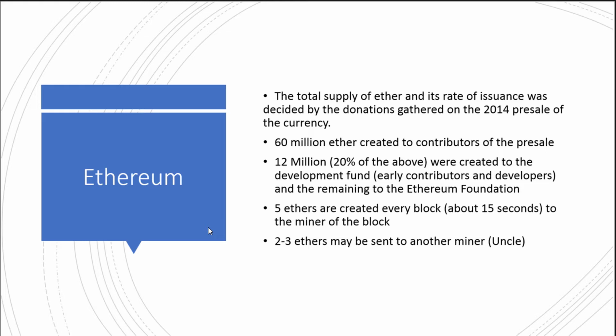Now, the total supply of Ether and its rate of issuance was decided by donations in 2014, which was a pre-sale of the currency, or the tokens is really how it should be stated. There were 60 million Ether created, 12 million, 20%, went to the development fund. When it comes to creating blocks, for every block, 5 ethers are created, about every 15 seconds. There's 2 to 3 ethers that are also sent as uncles, as they're known, to another miner. For the exam, you may want to know 5 ethers are created with every block. That may be a hint.